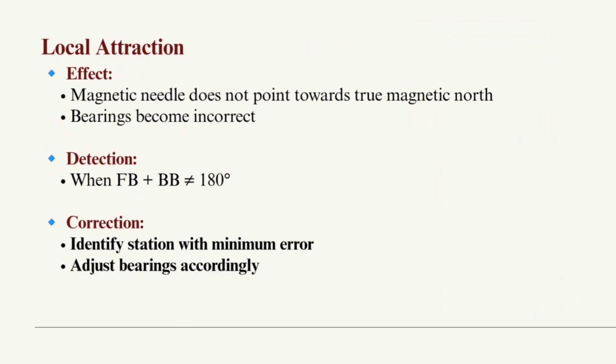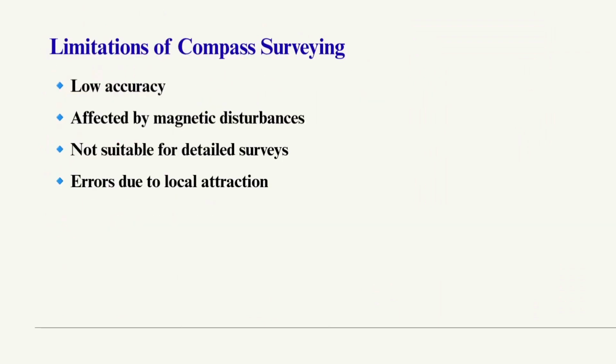Now the limitations of compass surveying: it has low accuracy, and it is affected a lot by magnetic disturbances. The next limitation is that it is not suitable for detailed surveys, and it has error due to local attraction. So these are some limitations of compass surveying.